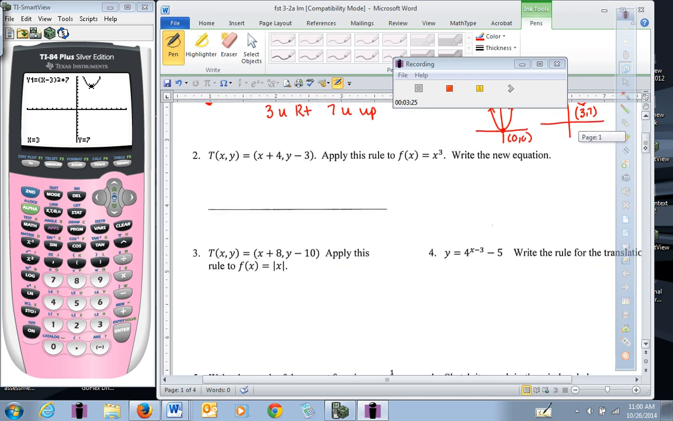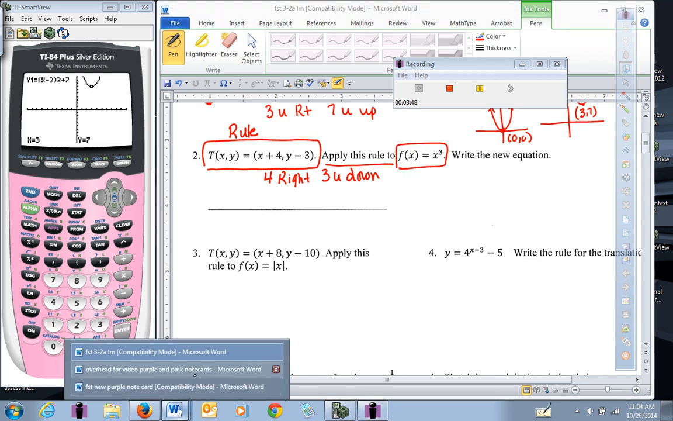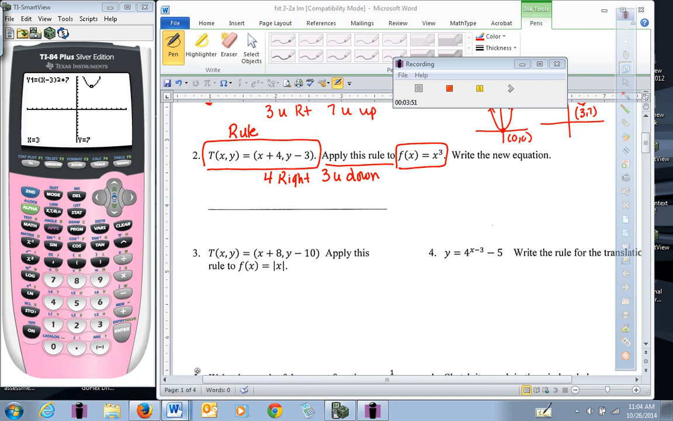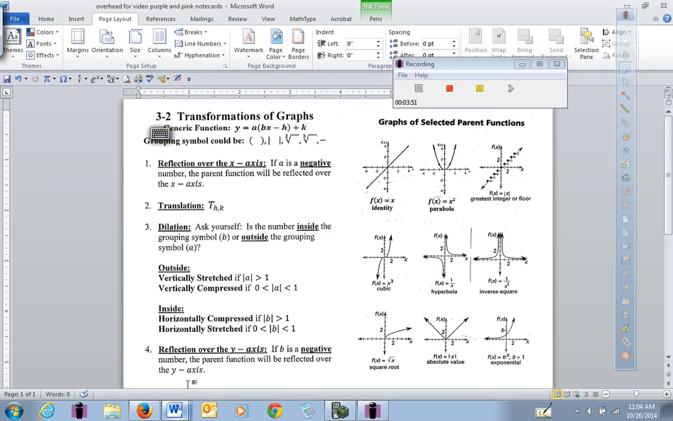Okay, the second problem shows us we have this rule given to us. And so since this is the rule, when you read the rule it will tell you you're going to move it 4 units to the right and 3 units down. So it says apply this rule to this parent function over here. Okay, and I'm going to jump over here to the purple note card for a second and talk about these parent functions over here.